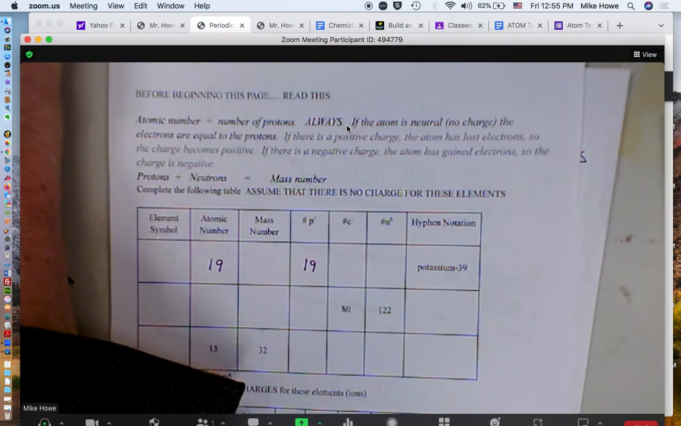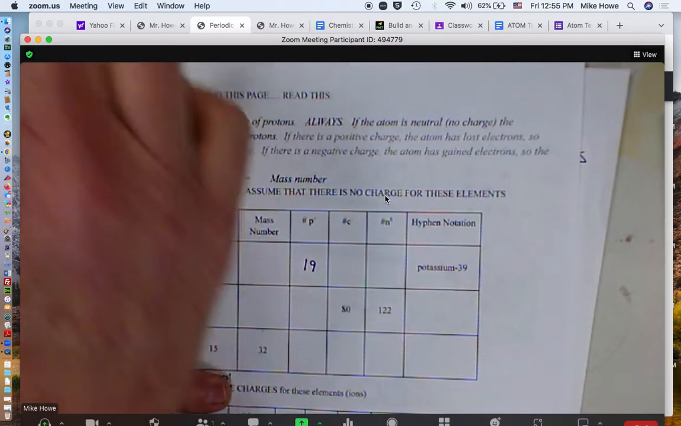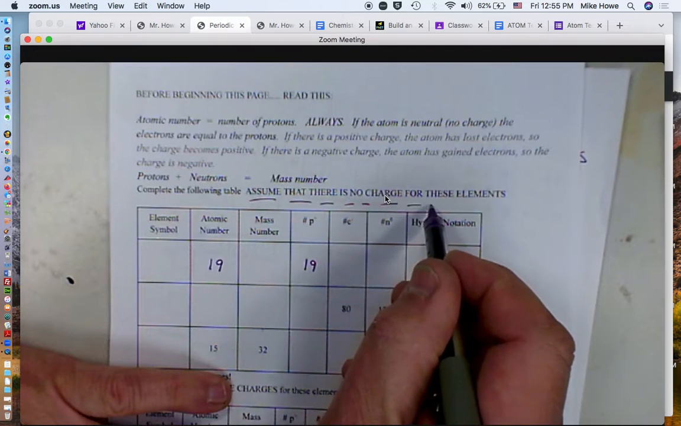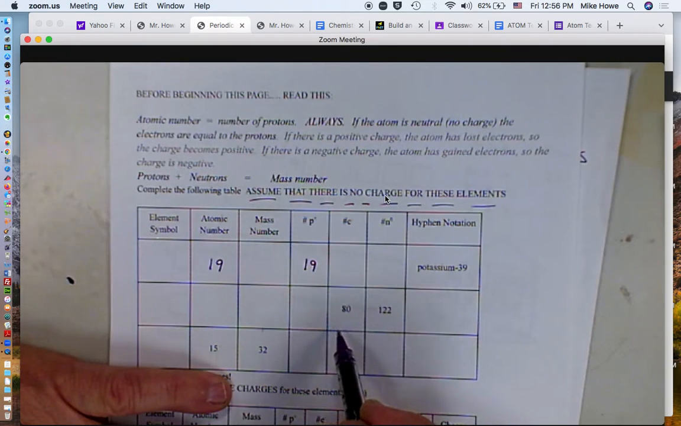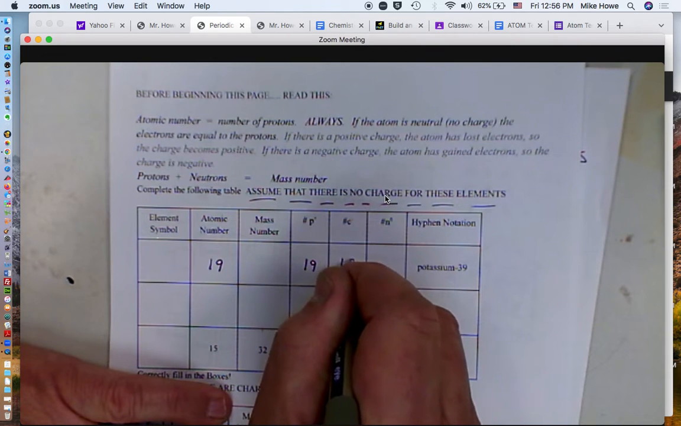Now it also says up here that if the atom is neutral, that means no charge, the electrons are equal to the protons. And then on this part of the test, it said assume that there is no charge for these elements. See right here, assume that there is no charge for these elements. So since there's no charge, then the electrons equal the protons. So that number is 19.